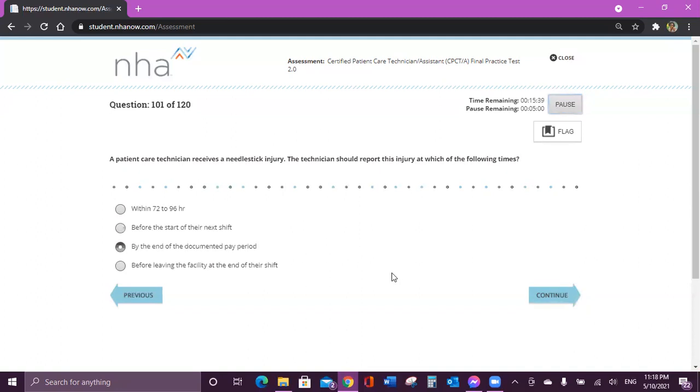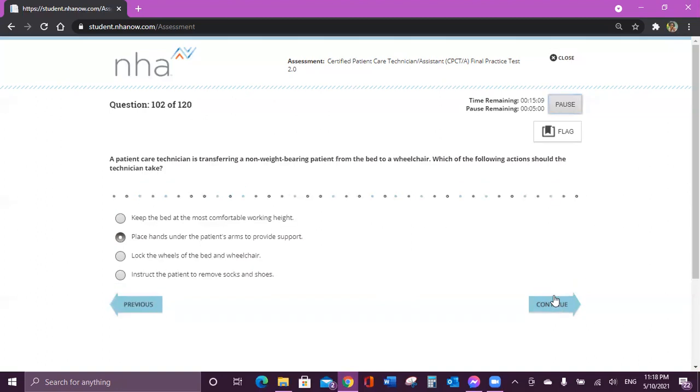A patient care technician receives a needle stick injury. The technician should report the injury at which of the following departments? Before the staff at the next shift? No. By the end of the document, payroll? No. Before leaving the facility at the end of the shift. Yep. Yeah, that one.